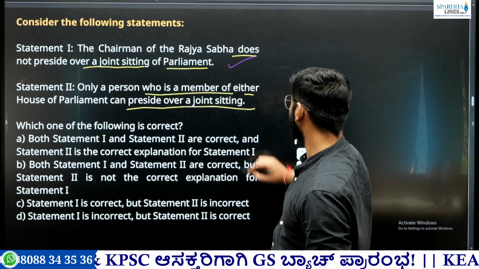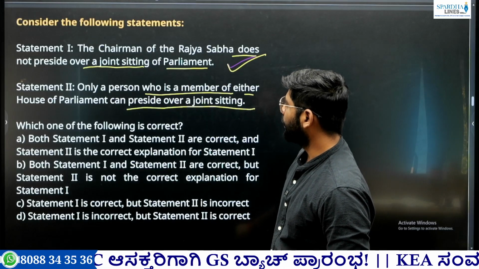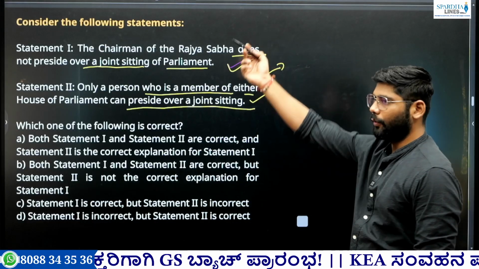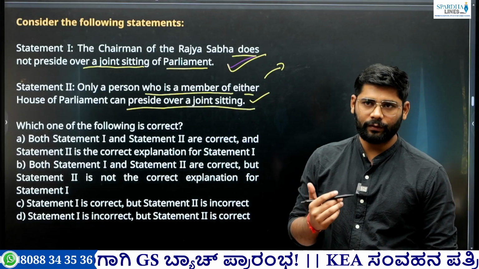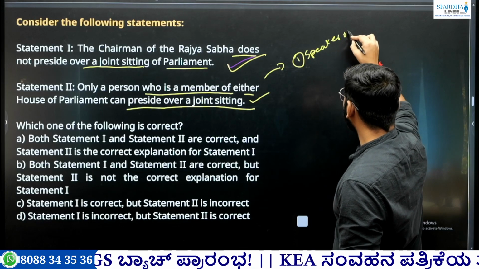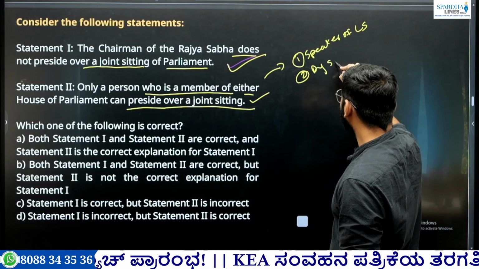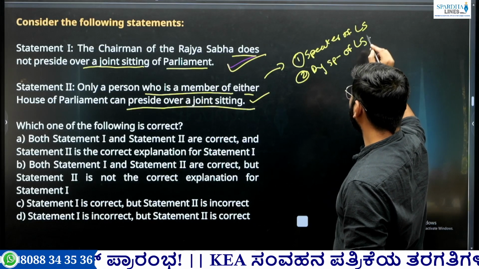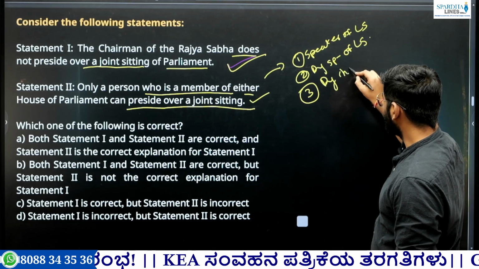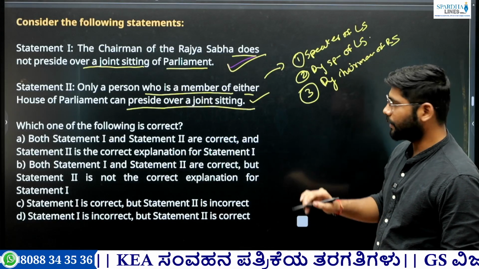So when it comes to this particular joint sitting, the chairman of Rajya Sabha does not preside over the joint sitting of Parliament. Yes, he cannot preside. This is correct; the constitution has laid down the condition. Then, only a person who is a member of either house of Parliament can preside. This is also correct. Who has the first right to preside over the joint sitting? The Speaker of Lok Sabha. If the Speaker is not there, then the Deputy Speaker of Lok Sabha. If the Deputy Speaker is also not there, then the Deputy Chairman of Rajya Sabha.